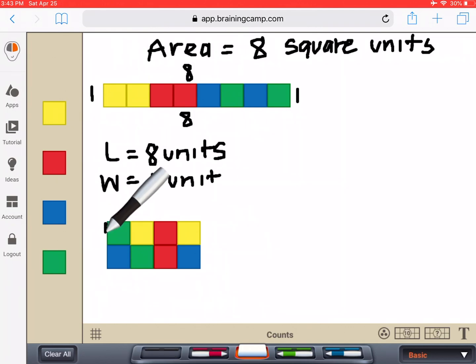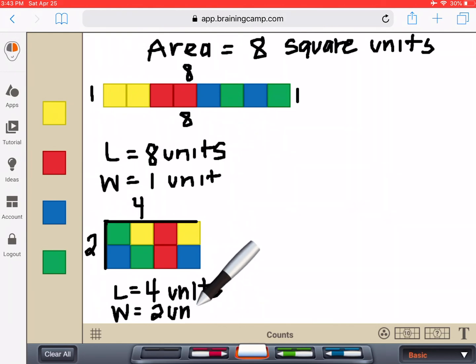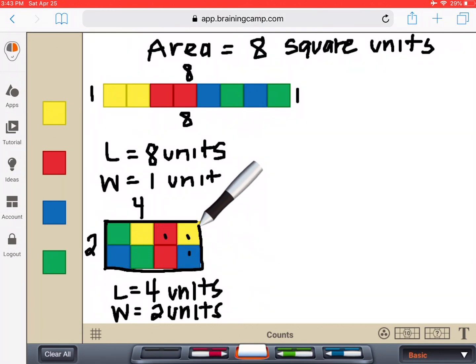Here I have my width would be 2 units, and the length would be 4 units. So I would have a length of 4 units and a width of 2 units. Awesome. Now, both of these are still showing an area of 8 because they have 8 of these square units inside of them. We know they're rectangles because the opposite sides are equal to each other, and they have 4 right angles. So these are 2 examples that will show an area of 8 square units.